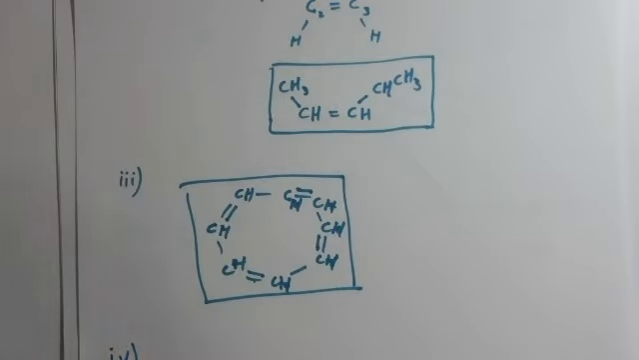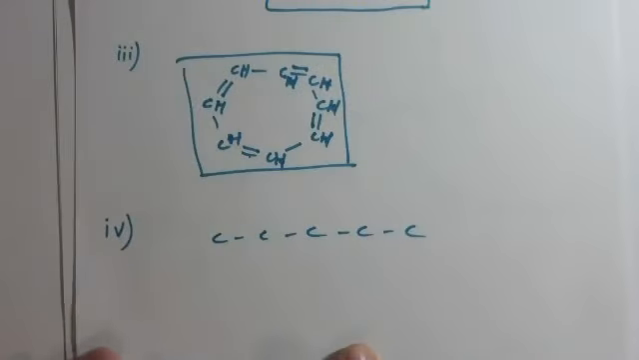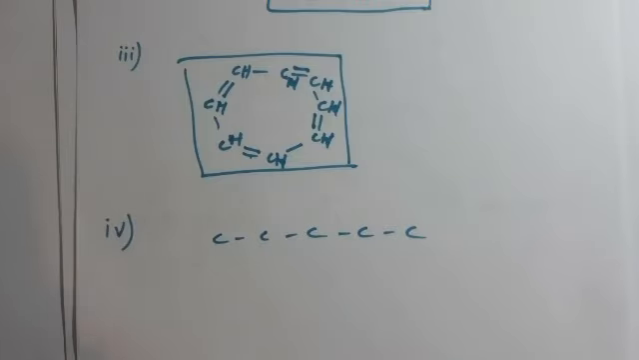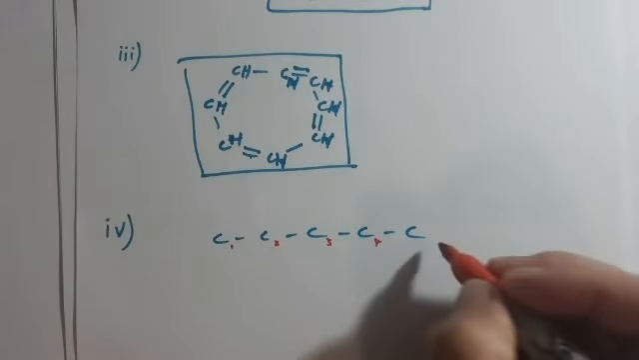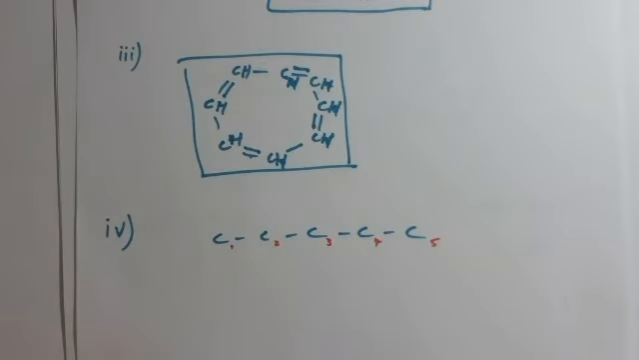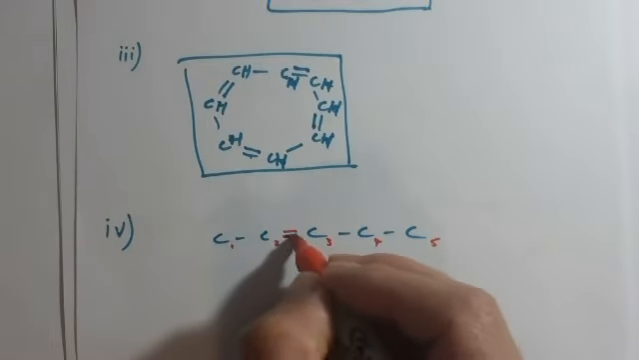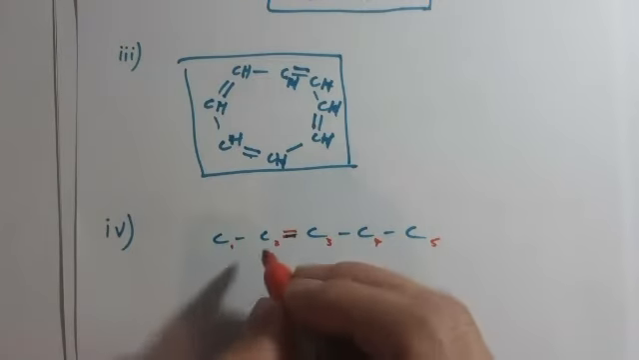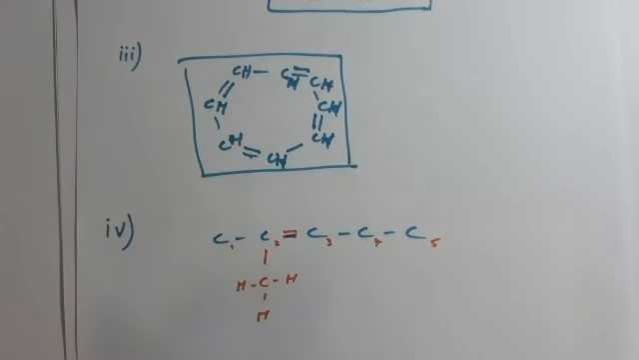IV: 2-methylpent-2-ene. Okay, this is something you will get in an exam. Let's start with pent. 1, 2, 3, 4, 5. There's 5 carbons. Let's number it, it makes it easier. 1, 2, 3, 4, 5. A 2-methyl and a 2-ene. So 2-ene means there's my double bond, and 2-methyl means on carbon number 2 there's a methyl group. Okay, so that was simple enough.